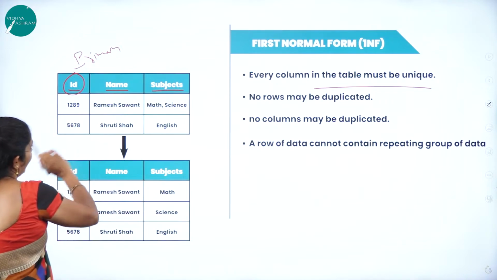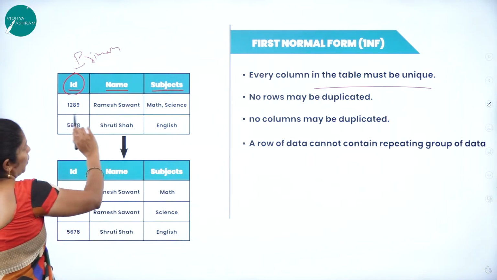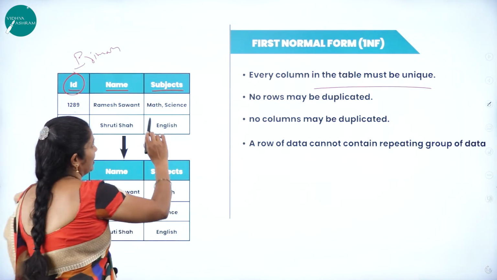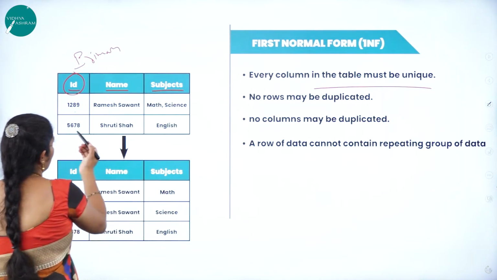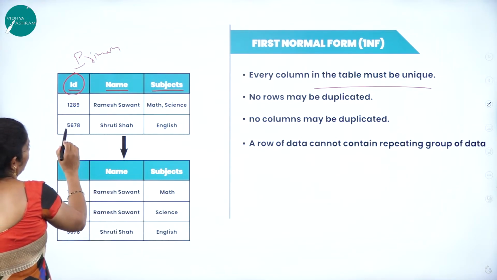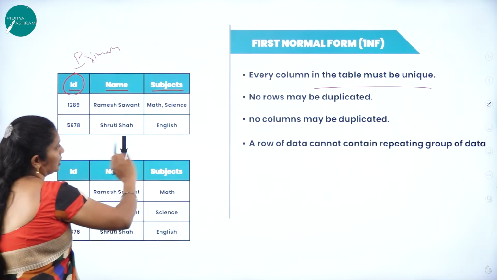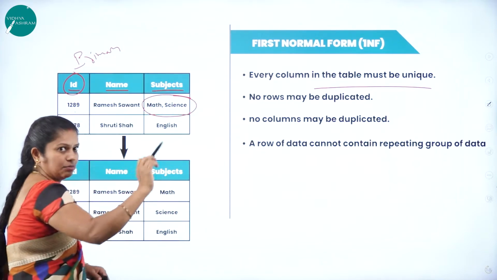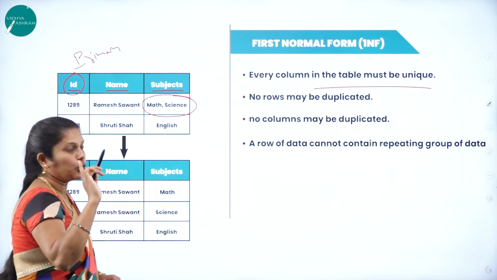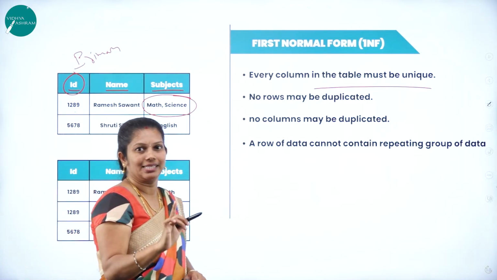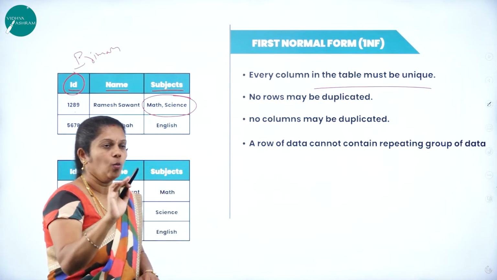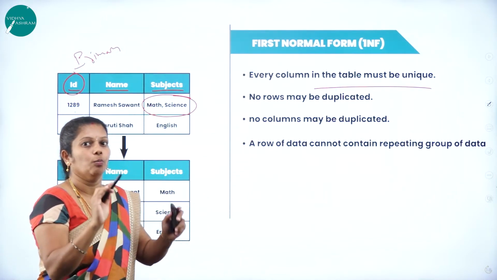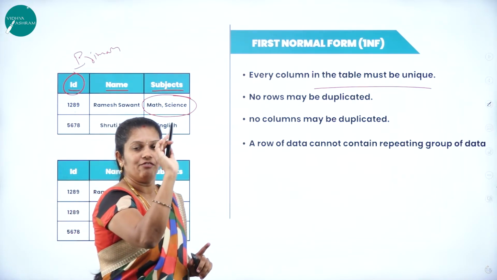In this ID, we have 1 to 89. One is the ID number and his name is Ramesh, and two subjects are selected, one is maths and one more is science. Whereas in the second row we have 5, 6, 7, 8, name is Shruti and English. You just observe that here Ramesh selected two subjects, maths and science. In first normal form, what we have to do is remove those values. Only one value must be there in each and every cell.